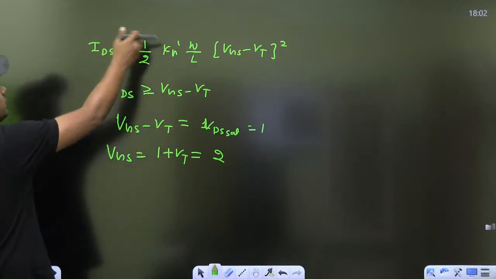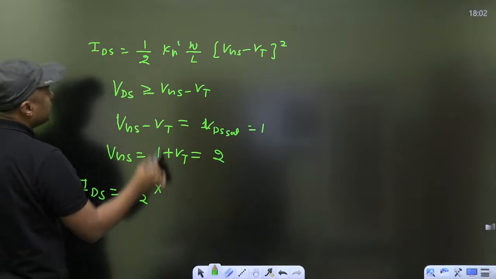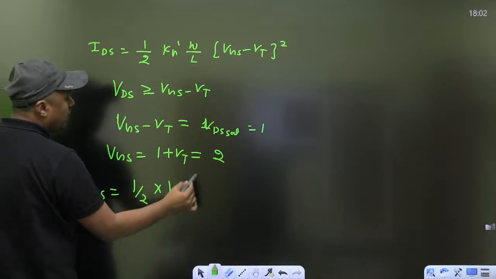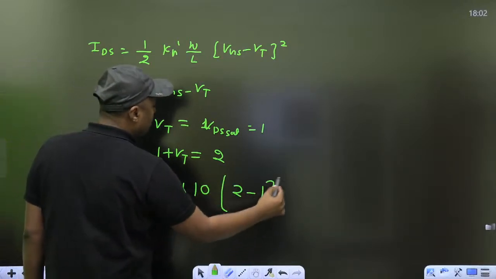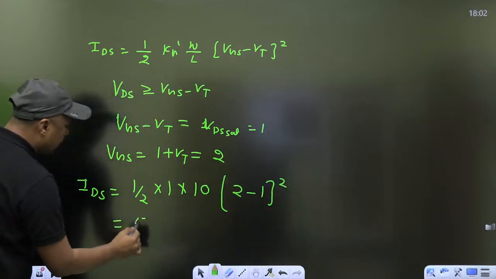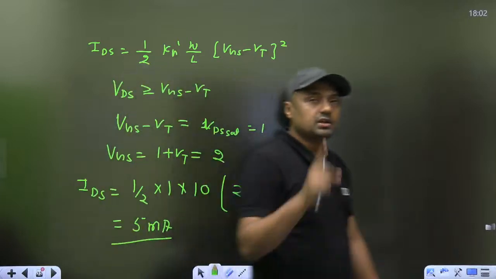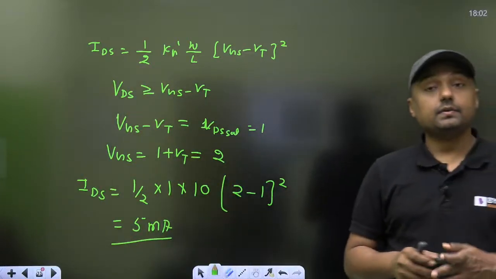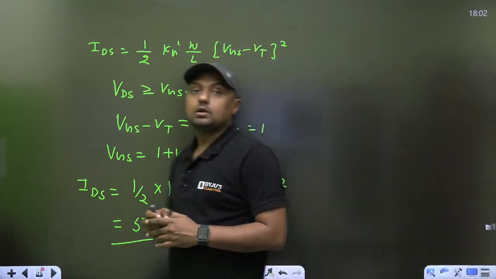Use the 2 only. If you are using the 2, it will become half of K n', which is nothing but 1, W by L is 10, and VGS is 2 minus 1 the whole square. You will get maximum current 5 milliampere in case of saturation. Only 5 milliampere in case of saturation, and in case of triode you will get 15 milliampere, right?